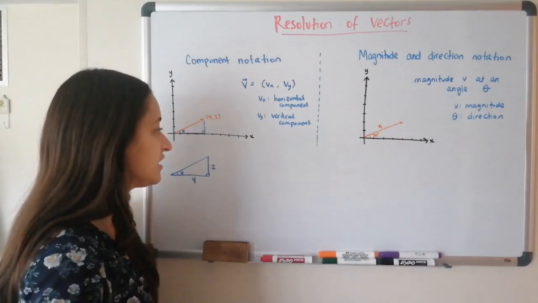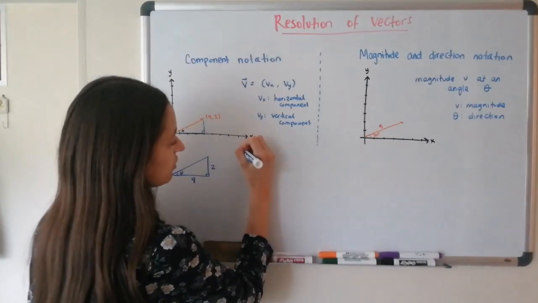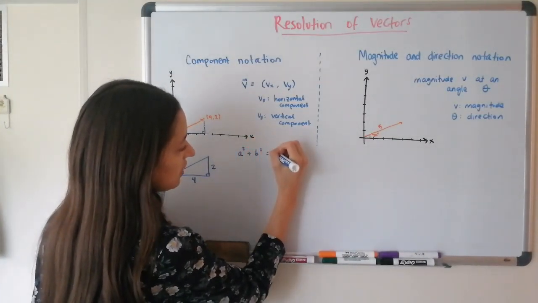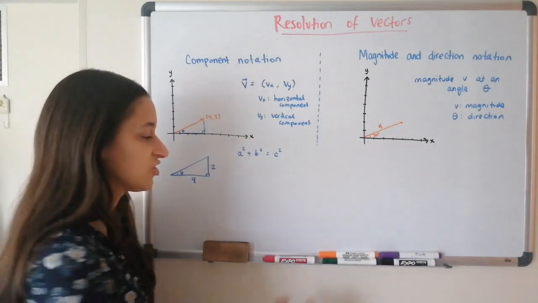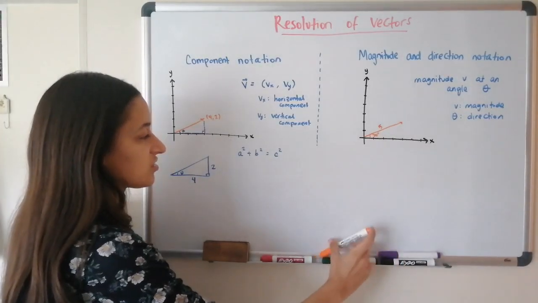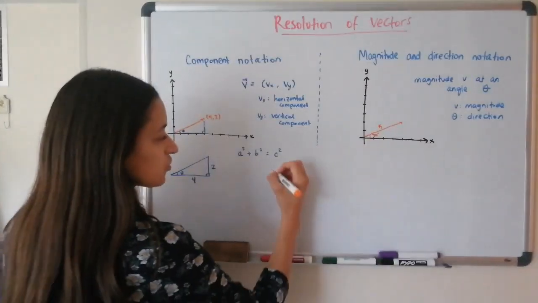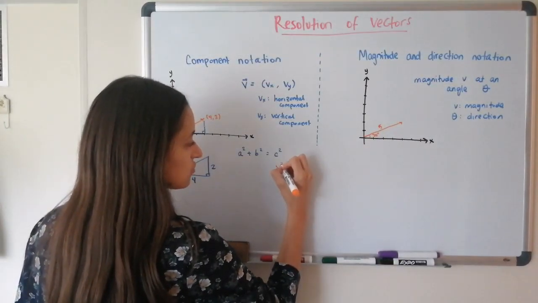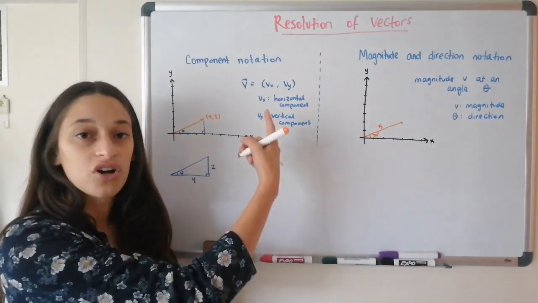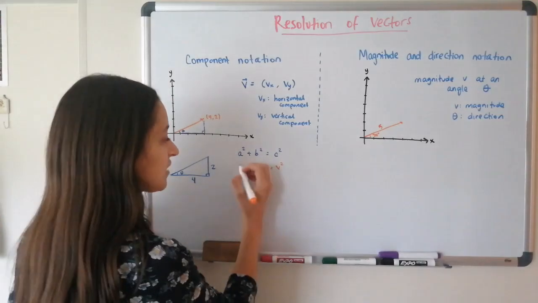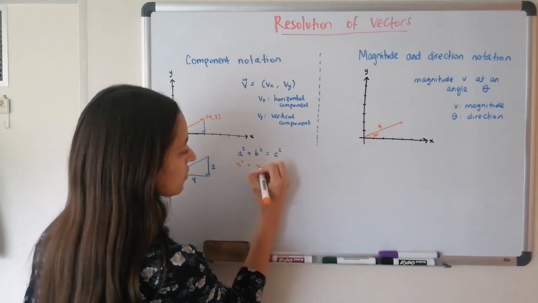So the first thing we're going to need is to use the Pythagorean theorem. So hopefully you remember that the Pythagorean theorem says a squared plus b squared equals c squared. Now we're going to name these things according to our vector notation. So as I mentioned, the hypotenuse c is our magnitude, and magnitude we were going to call it v. So our c is v. So we have v squared. And here we have the a and the b. But the a and the b are just our horizontal and vertical components.